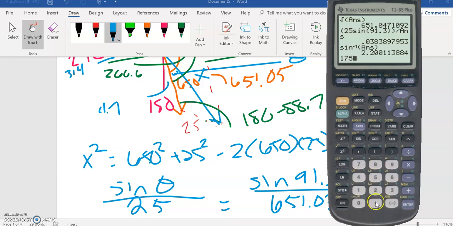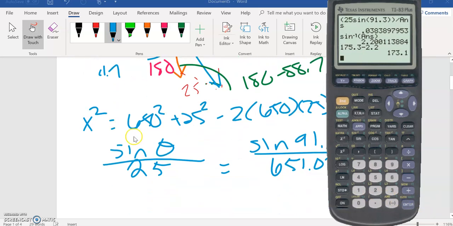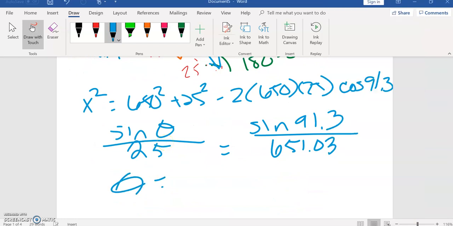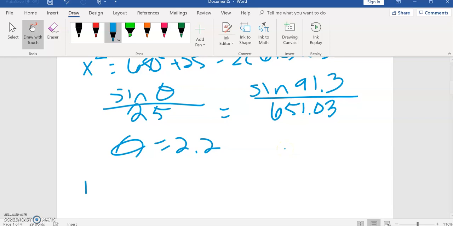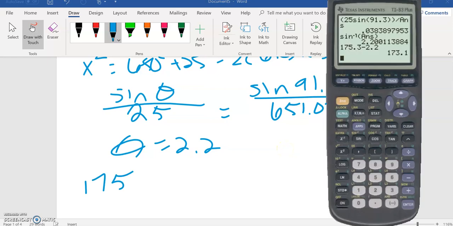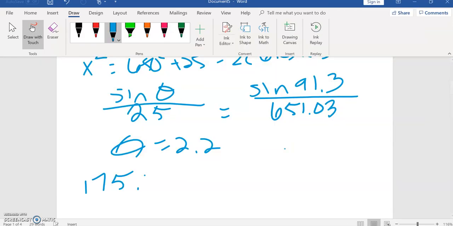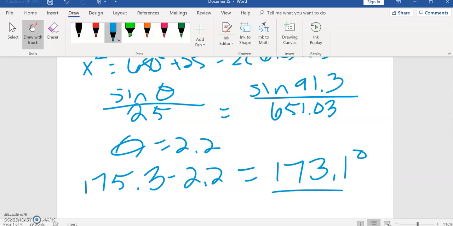So I was at 175.3. This plane got moved over 2.2 degrees. So theta here was 2.2, but our actual answer is going to be 175.3 minus 2.2, which is 173.1. This is the new bearing of my plane.